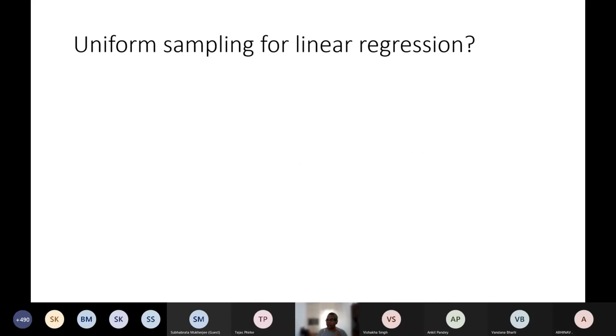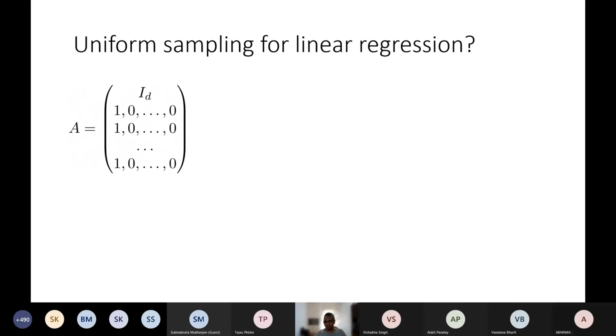Let us take another problem, linear regression. Can I do uniform sampling here? I'll give you another example to show that no, it cannot. Suppose you have a matrix A which looks as follows, and this is a toy matrix that gives an example. There are n minus d rows, which are all the same.